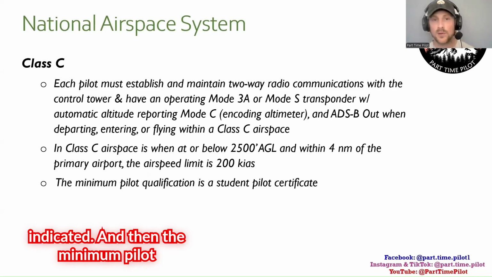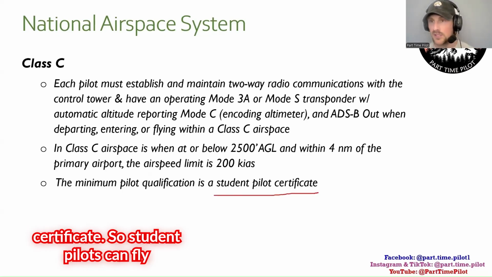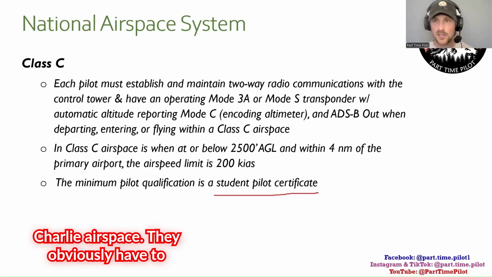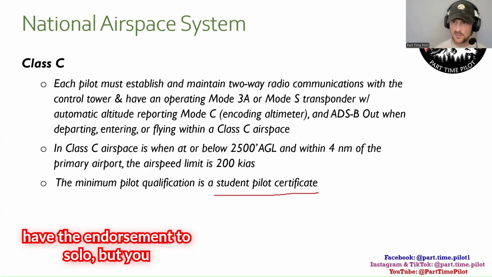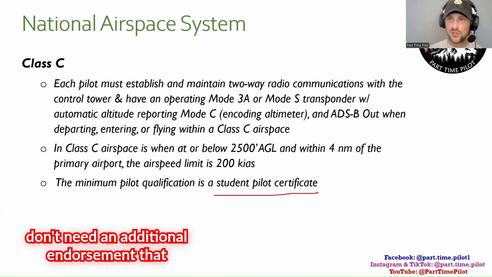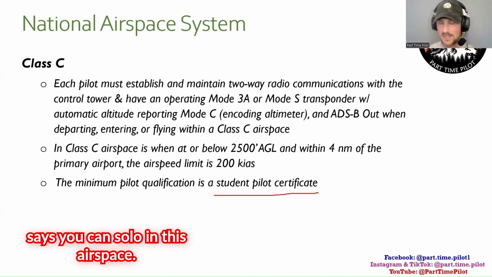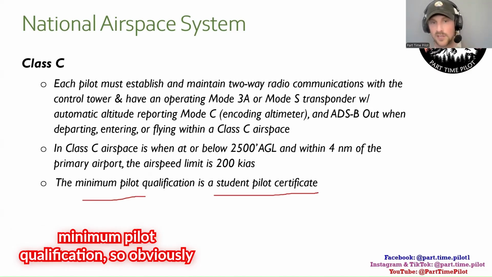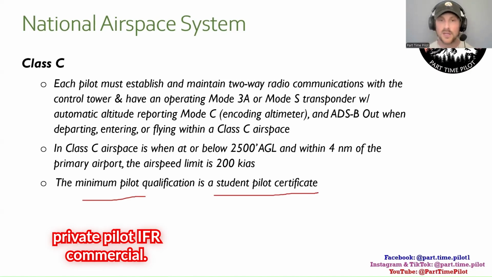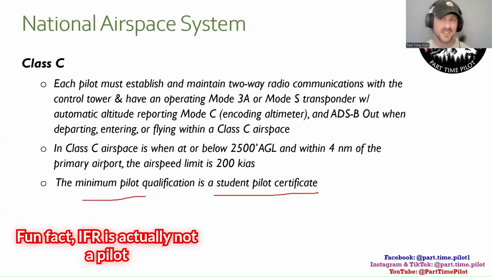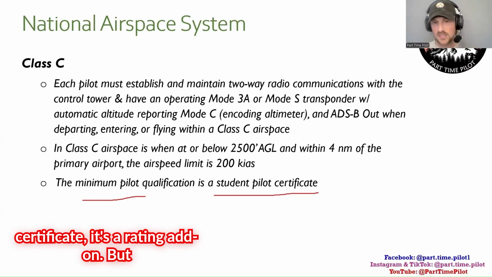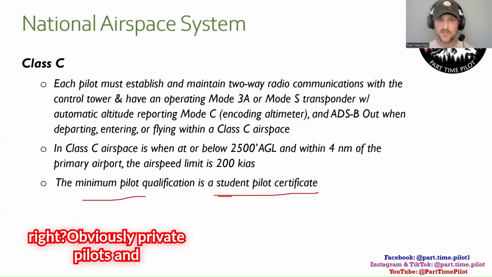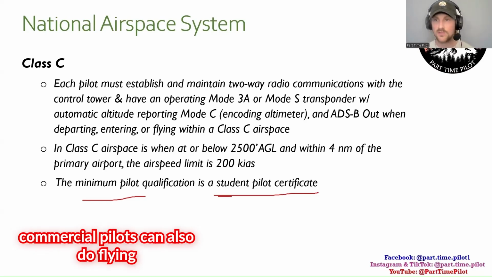And then the minimum pilot qualification is a student pilot certificate. So student pilots can fly solo without an additional endorsement in Class Charlie airspace. They obviously have to have the endorsement to solo, but you don't need an additional endorsement that says you can solo in this airspace. That's only for Class Bravo. So this is the minimum pilot qualification. Obviously private pilot, IFR, commercial. Fun fact, IFR is actually not a pilot certificate. It's a rating add-on. But anyways, this is just the minimum. Obviously private pilots and commercial pilots can also fly in Class Charlie.